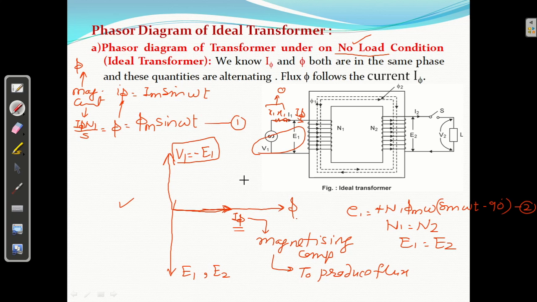Clear? So this is over. That is the vector diagram. They can ask and you must know it. If you know the concept, you can understand what is a transformer. Second vector diagram I am going to draw. That is the load condition. Clear? Load condition of ideal transformer. Okay, so I am rubbing it first.